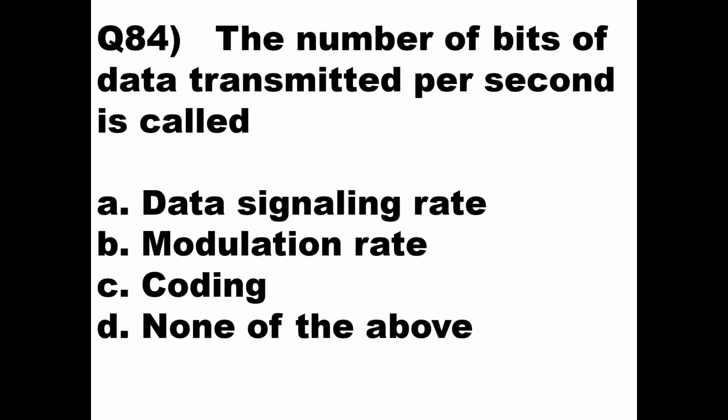Then we'll go to question number 84. The number of bits of data transmission per second is called as? The number of bits transmitted per second is called data signaling rate, or data rate. It is bits per second. So here the option is option A, data signaling rate.